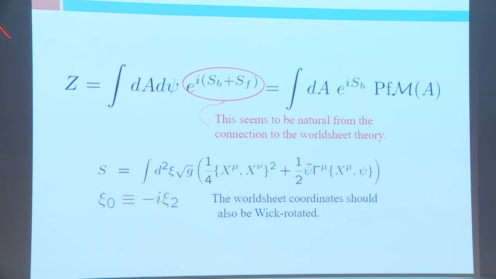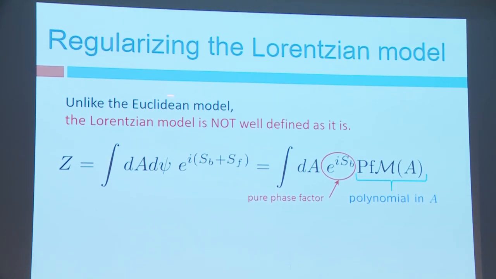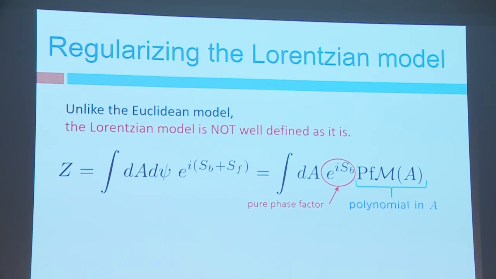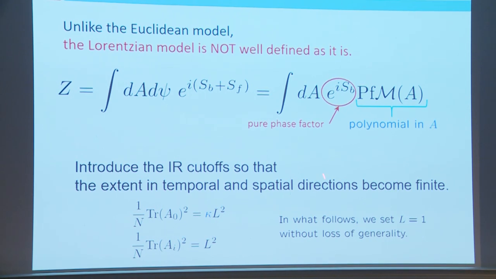If you integrate over the fermionic matrices psi, you obtain the Pfaffian here. Unlike the Euclidean model, the Lorentzian model is not well defined as it is. This is a partition function with a pure phase factor here, and this is just a polynomial in the matrices A_mu, but the problem is this factor. Without any regularization, the elements of the matrices A_mu diverge. So we need to introduce infrared cutoffs so that the extents in the temporal and spatial directions become finite.